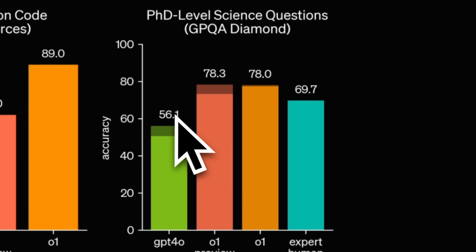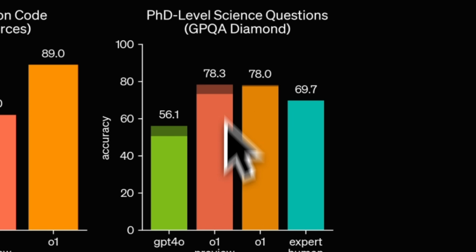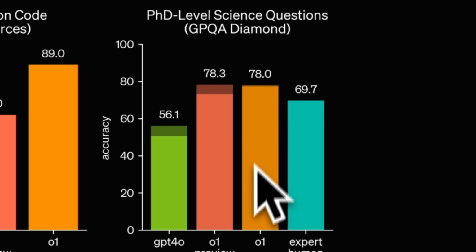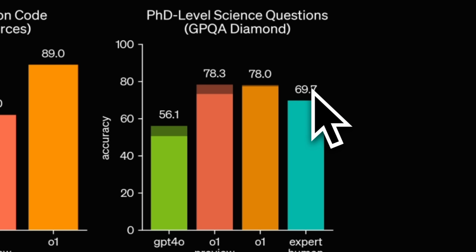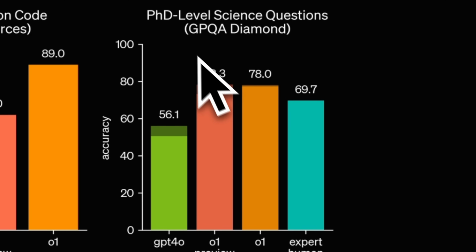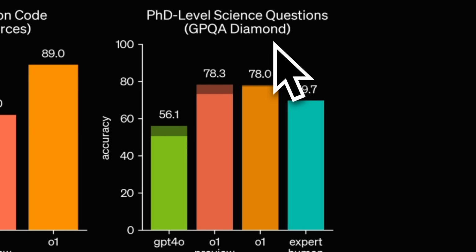So this is the score, that is 56.1. The O1 preview model has 78.3. O1 has 78, which is less, and here you can see, guys, the expert human has just 69.7. These 2 models are even better than a human when it comes to GPQA Diamond questions. What else is there to say?